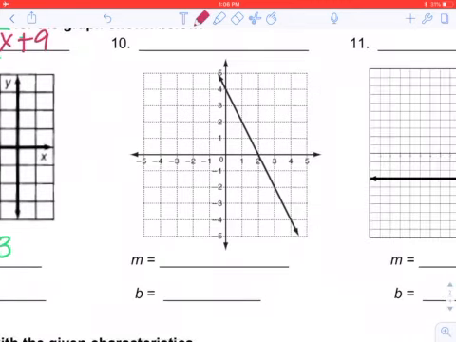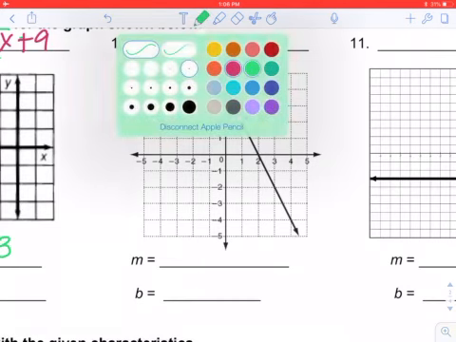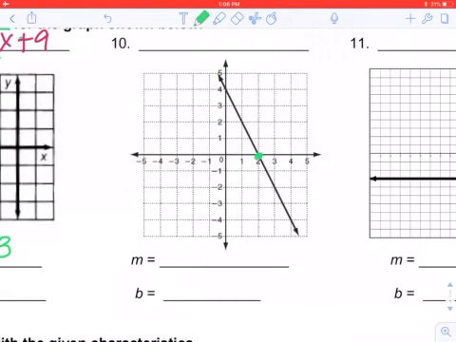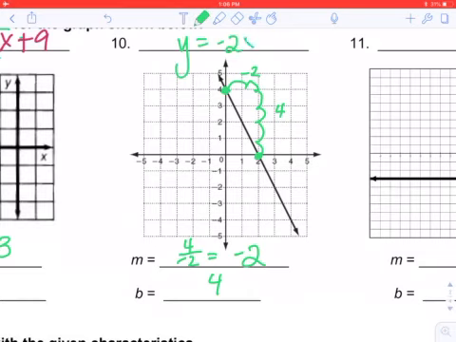So let's do the same thing here on number 10. Again, I need to start with my slope, so I'm going to find 2 perfect points. I'm going to rise 1, 2, 3, 4, and run 1, 2 in the negative direction. So my rise would be 4 over negative 2. Negative 2 is my slope. Y-intercept's right there at 4. So equation would be y equals negative 2x plus 4.